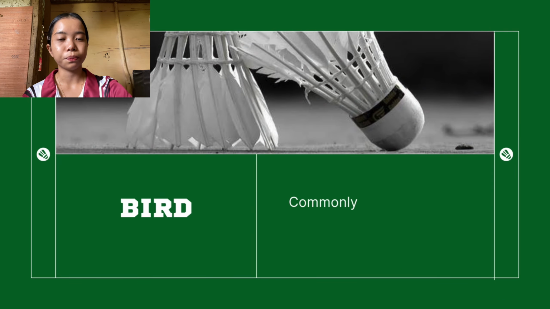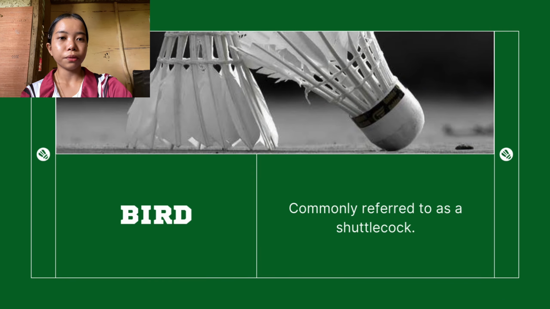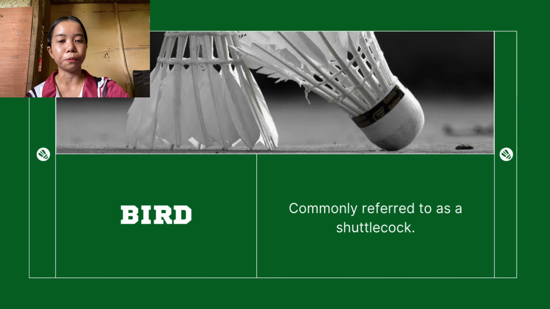Next is the bird. In badminton, the bird is commonly referred to as a shuttlecock, also known as a birdie or shuttle. It is called that because it has feathers that look like a bird or cock, rooster or cockerel, and it shuttles between the two or four opponents at great speed.